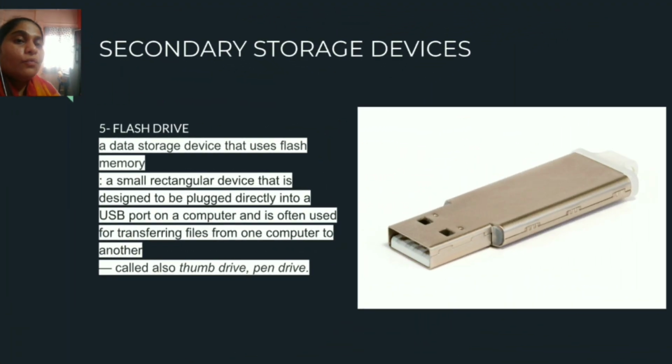And next, number 5 is flash drive. A data storage device that uses flash memory, it is a small rectangular device that is designed to be plugged directly into a USB port on a computer and is often used for transferring files from one computer to another. Generally, it is called a thumb drive or pen drive. This pen drive is very popular nowadays.